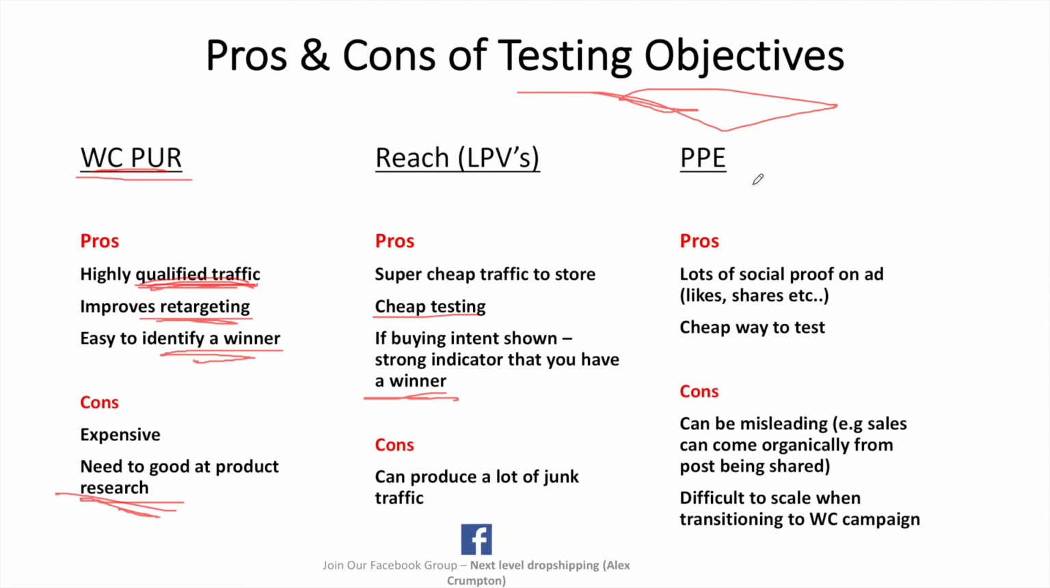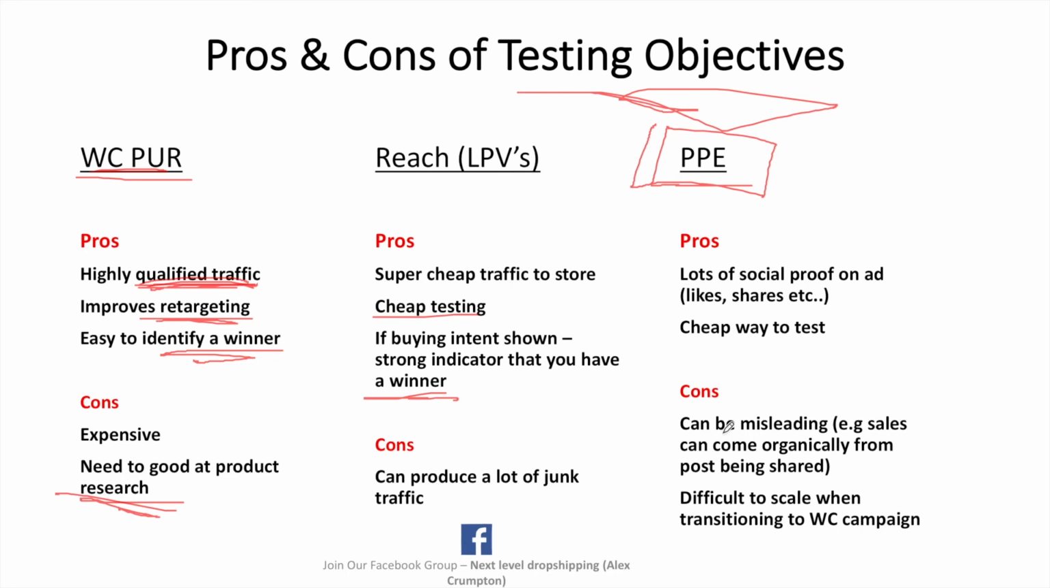And then going on to PPE, I'm sure a lot of you probably use this, quite a popular method for testing. So the pros is that it can add a lot of social proof to your ad, a lot of likes, shares, comments, etc., which gets people in the buying mode. People who see your ad and it's got lots of engagement are more likely to click through and buy your product. It's also a cheap way to test.